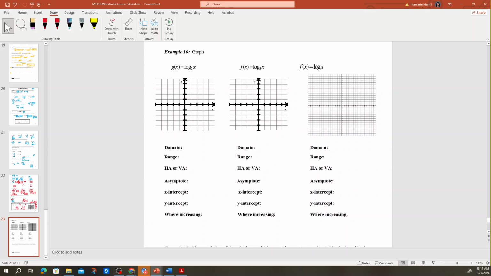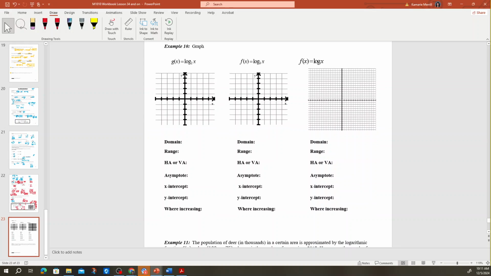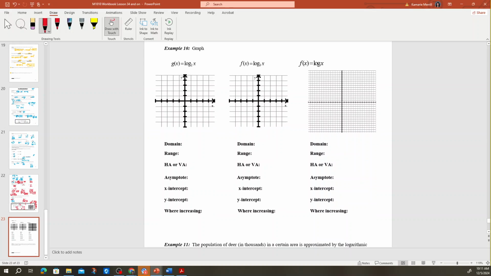Logs. What's my domain restriction? Again, I could think about its inverse if I really want to. What's the inverse of a log base 2? Not 2x, but 2 to the x, right? What's the inverse of a log base 3?